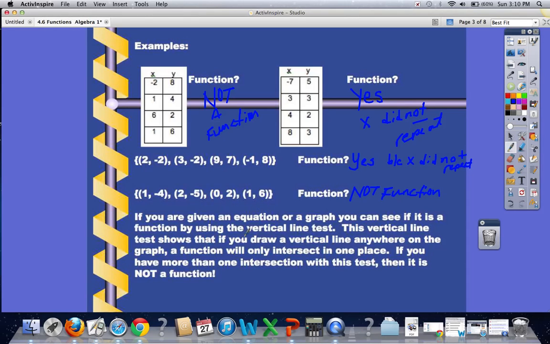All right, so if you're given an equation or a graph, you can see if it's a function by using this thing we call a vertical line test. This vertical line test shows that if you draw a vertical line anywhere on the graph, a function will only intersect in one place to that line you drew. So if you have more than one intersection with this test, then it's not a function. Okay, so let's take a look at some examples that I've got for you.